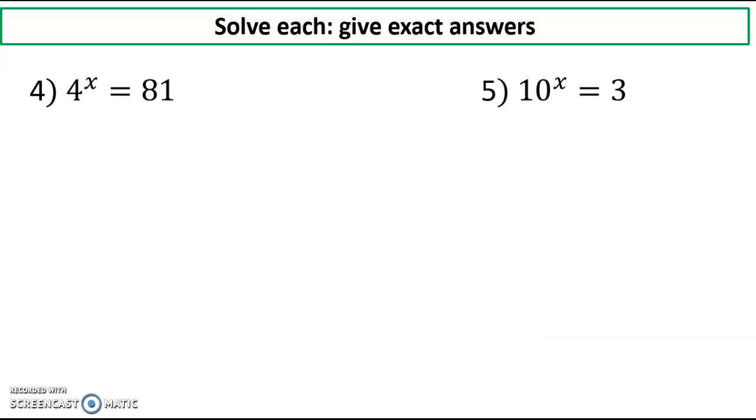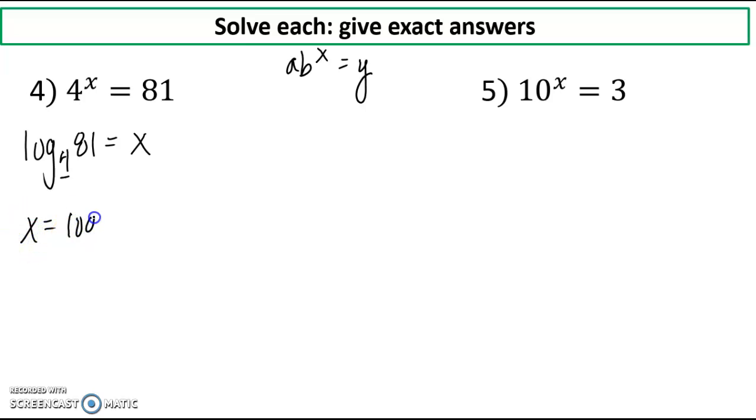Okay, now here, when I'm looking to solve, both of these are exponential because they're both in the form where the exponent is the unknown. So how do we solve an exponential? We write it using logarithms. So I can write this, log base 4 of 81 is equal to x. And now that my base is not 10 or e, now I use my change of base theorem. So in my calculator, I could set it up as the log of 81 divided by the log of 4.